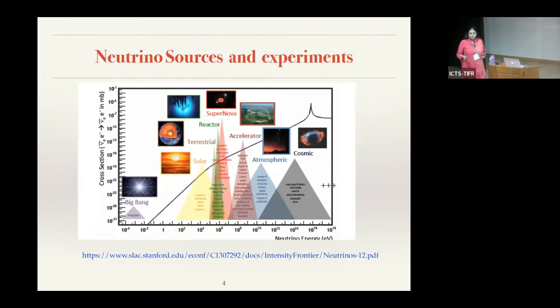So this is a picture of neutrino sources and experiments, and that gives us an idea about the vastness of the landscape. The neutrino energy goes from 10 to the -4 to 10 to the 18 electron volt. Here we have the very low energy Big Bang neutrinos till the very ultra high energy neutrinos. And these are the various experiments that have been done, that have been planned to explore this energy range. This is the cross section. You can see that at this end cross section is very low, whereas here cross section is high, although the flux is low.